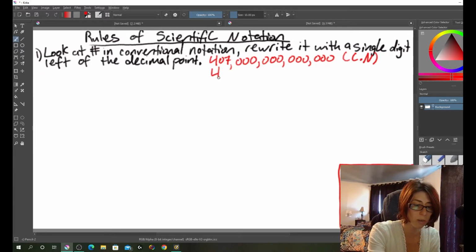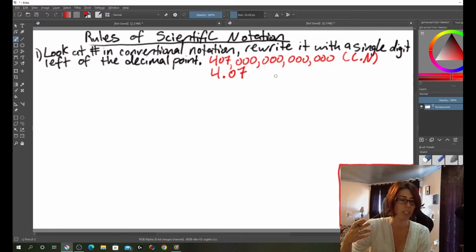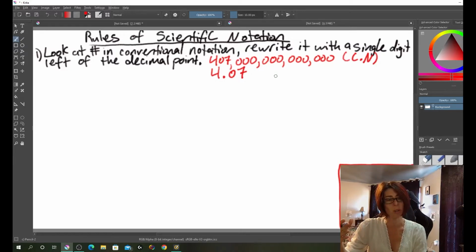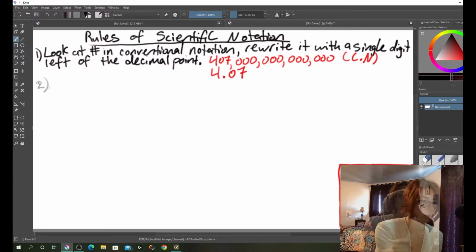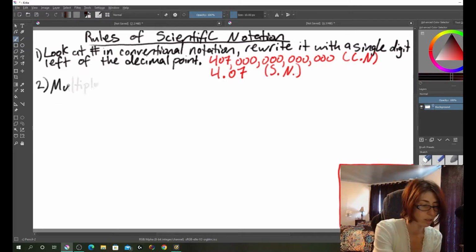So first I'm going to rewrite it as 4.07, but I'm not done yet because obviously 4.07 meters would be different than 407 trillion meters. Those are two different numbers. So we're not done yet because 4.07 doesn't equal 407 trillion. So now my next step is I have to keep going. The next two steps are going to be about making 4.07 equal to 407 trillion. Step 2, multiply your new number by 10 to some unknown exponent.